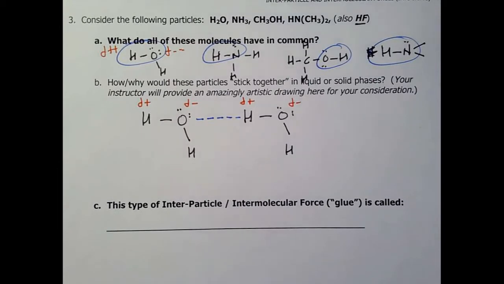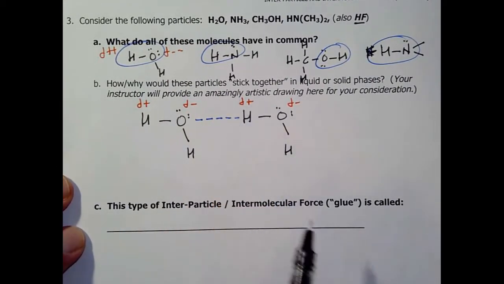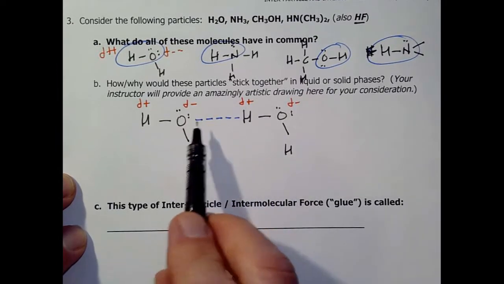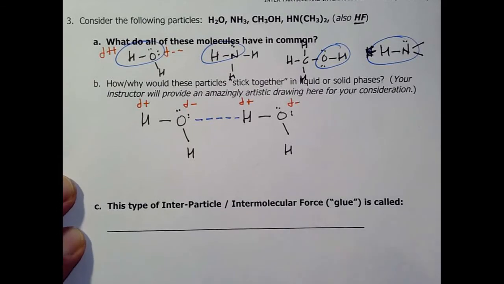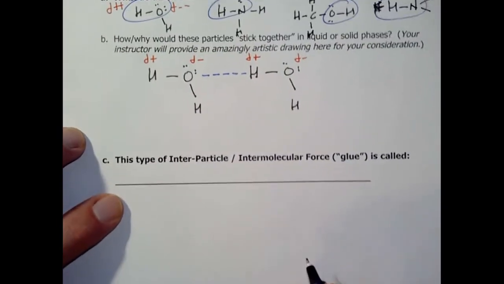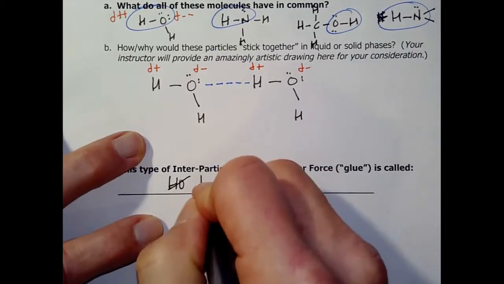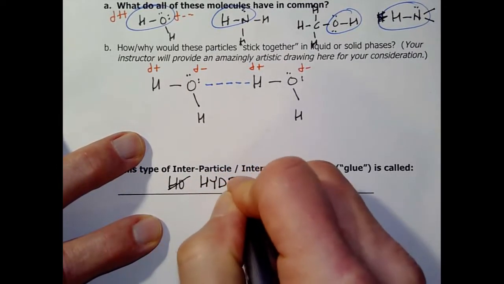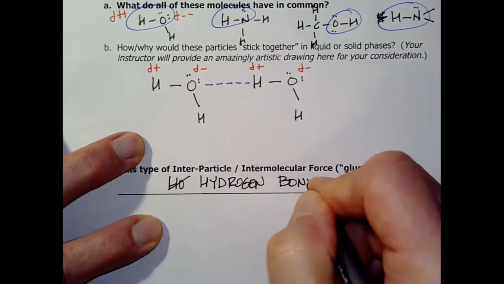I apologize. I just work here. But we call this hydrogen, partially positive hydrogen, sticking to a very electronegative atom, oxygen, nitrogen, or fluorine. We call this hydrogen bonding.